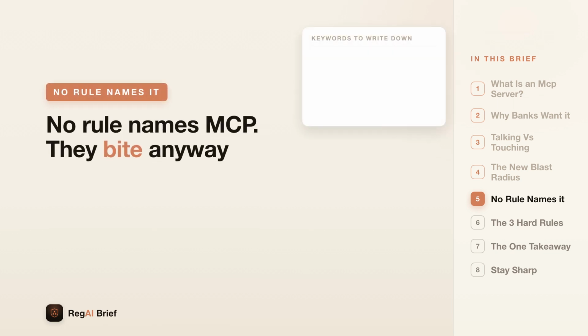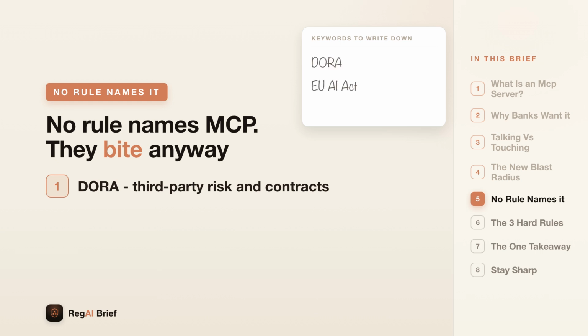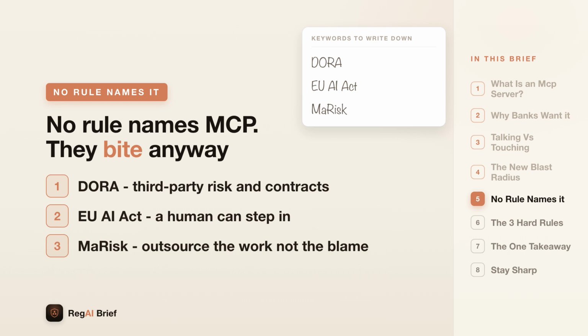Now, here is the part people get wrong. They go hunting for the MCP regulation, and there isn't one. No law mentions MCP by name. But Europe's rulebooks are written to be technology neutral, so they bite anyway. That external server your agent calls? Under DORA, live since January 2025, it is an outside tech service, and Articles 28 to 30 pull it straight into your third-party risk management and your contracts. If the AI makes decisions that affect a customer, the EU AI Act Article 14 demands a human can oversee it and step in. And in Germany, MaRisk is blunt. You can outsource the work, never the responsibility. The protocol is new, the obligations are not.